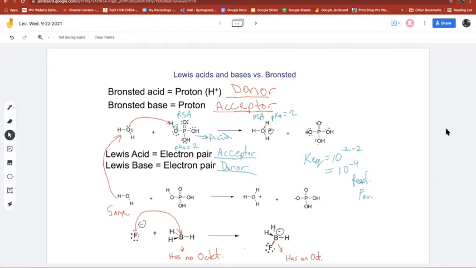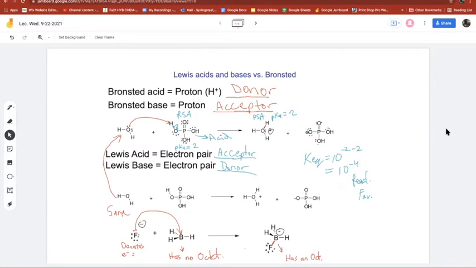There was no proton donation, no proton accepting. There's just fluoride adding to the boron. So this is not a Bronsted acid-base reaction, but is it a Lewis acid-base reaction? Let's see. The fluoride donated its electrons, right? So what's the fluoride in terms of a Lewis definition?